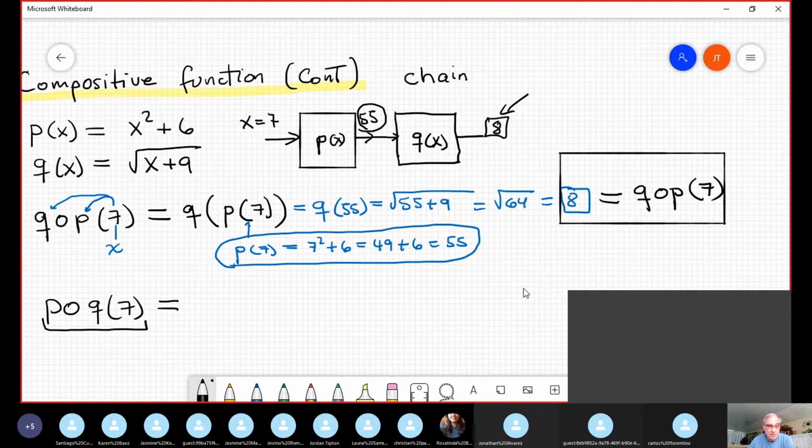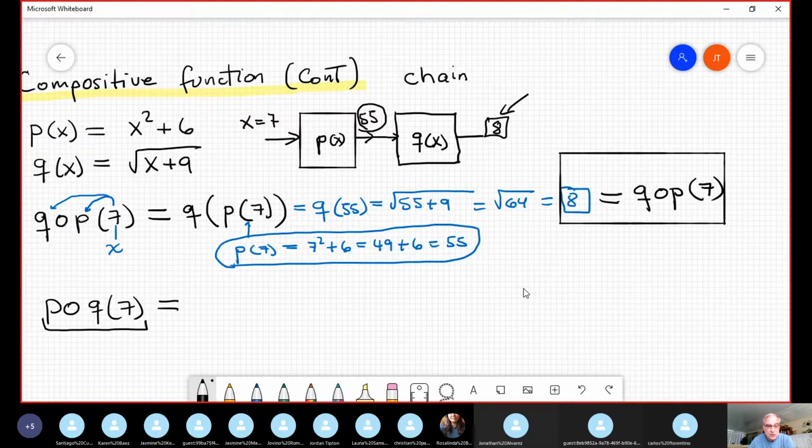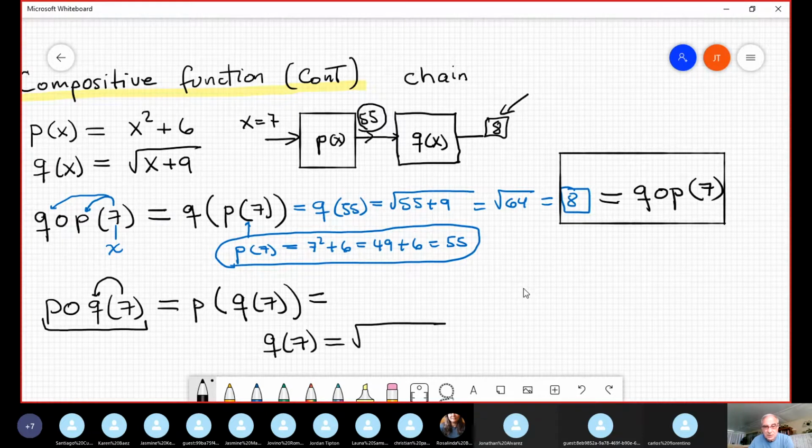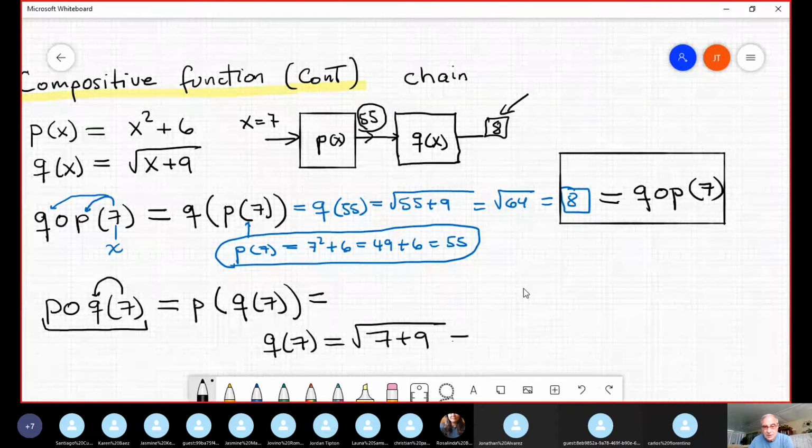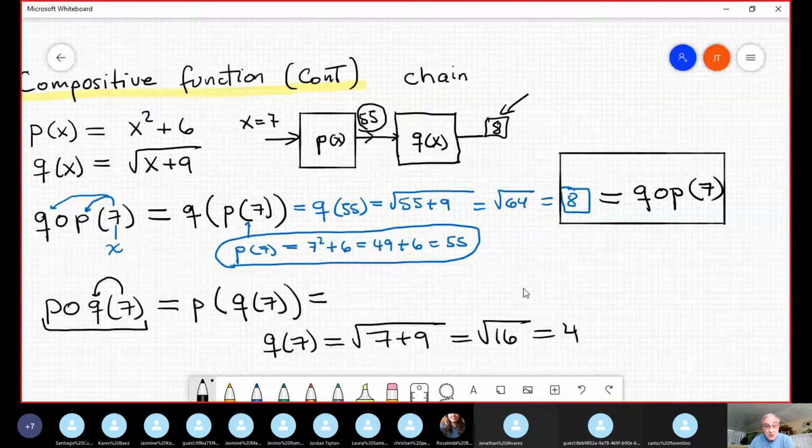Now in this case, P composition Q, I switch the order. So you evaluate 7 in Q first. This is equivalent to saying P of Q of 7. Q is a square root. Let me write here. Q evaluated at 7 is the square root of 7 plus 9. 7 plus 9 is 16, and the square root of 16 is 4. This is the intermediate value, okay? And you evaluate 4 in the P function.